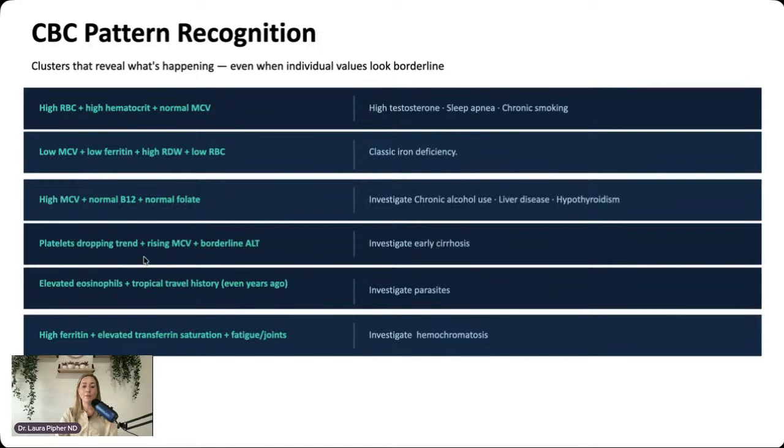When we see your platelets dropping as a trend over time, a rising MCV, meaning rising size of your cells, and a borderline liver enzyme, we want to investigate the liver before it becomes too late. And if we have elevated eosinophils, I would always investigate parasites, allergies, that kind of allergic response. Eosinophils are really helpful for that. And then if we have really high ferritin, elevated transferrin, a lot of fatigue and joint pain, and also elevated liver enzymes, we want to look into hemochromatosis. Okay.